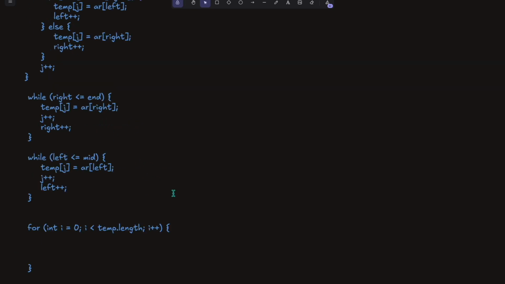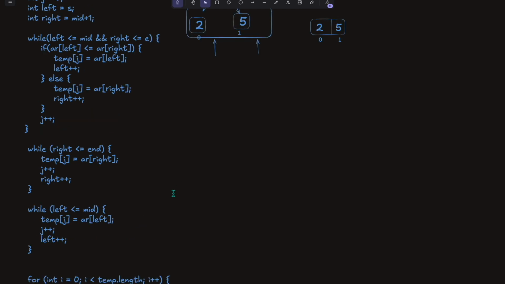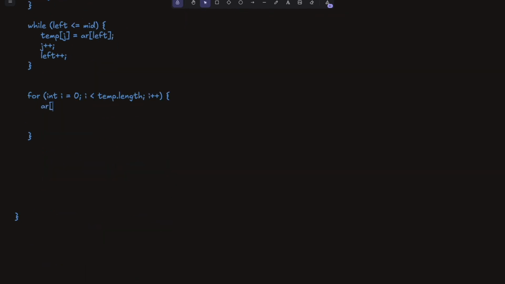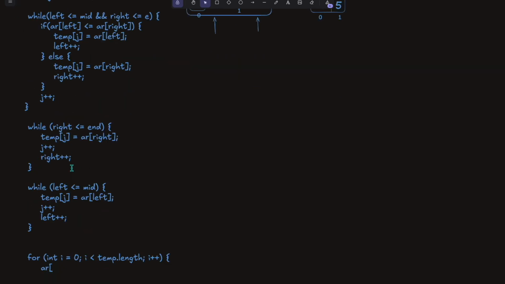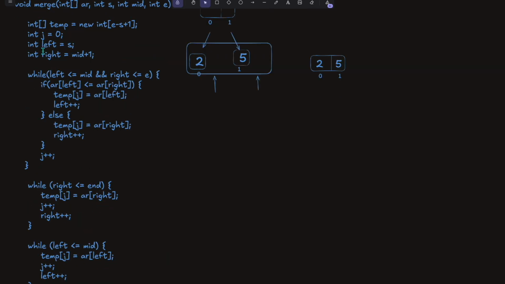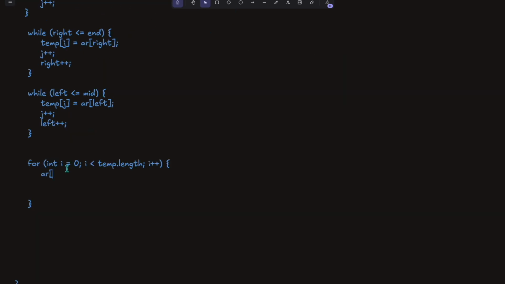Now here what we'll do is copy this temporary value to the actual array. From where do we need to start putting the values? As you can see, we have taken this value s and we have not changed it till here. We are only changing the left and right indexes. We are not changing s and e. So here we can say s is the starting point of the array where we have to start putting the values from the temporary array.